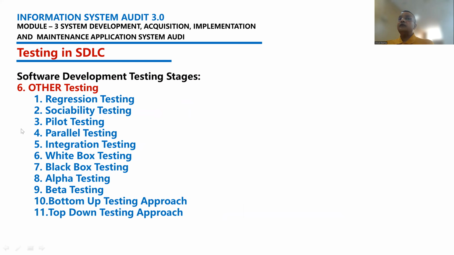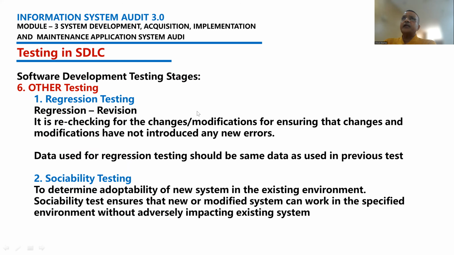Now, the other important testings are also there. These are regression testing, sociability testing, pilot testing, parallel testing, integration testing. Earlier we have seen white box testing, black box testing, alpha testing, beta testing, bottom-up testing approach, and top-down testing approach. Now, you might be worried that this is too much, but let me explain, you'll find them very easy. Now, the word regression means revision.